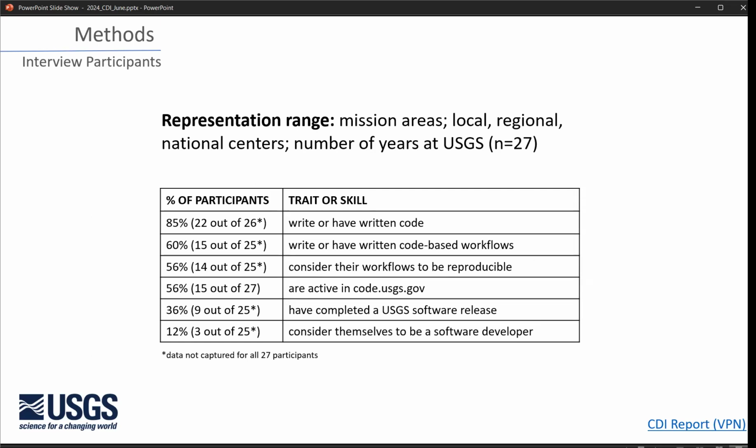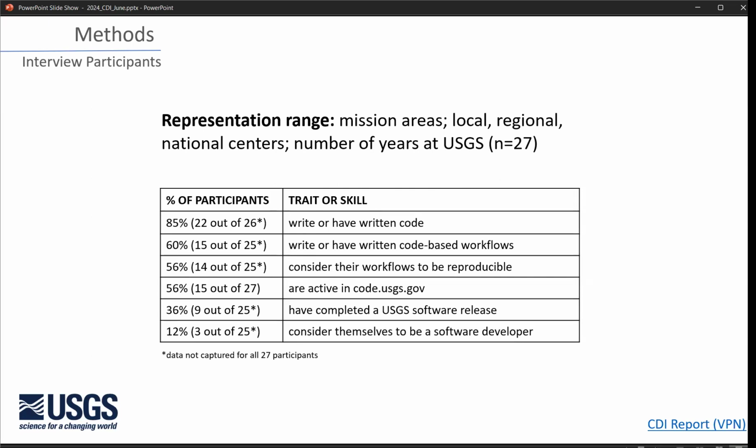Similarly, 56% were active in code.usgs.gov, which is the USGS's GitLab instance for official software releases. 36% had completed an official software release. And official meaning it's a citable piece of software according to fundamental science practices. And only 12% considered themselves software developers.